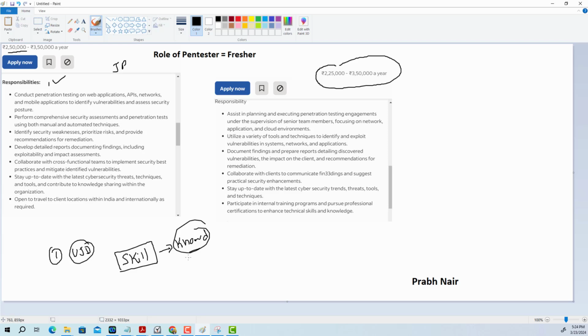Please understand this. Based on the skill, you will get a job. But how do you build the skill? Based on the knowledge. You haven't done any application security pen testing, and the job is asking for that. You upload the CV. You get dissatisfied: my CV was not shortlisted. This is possible. So the first fundamental rule is basically to understand the job description.